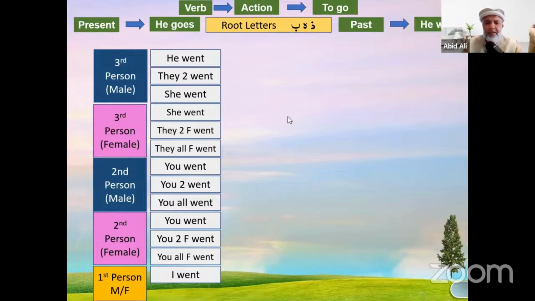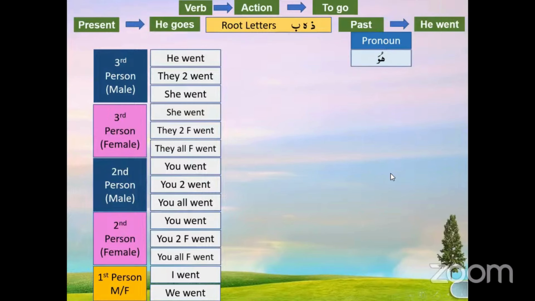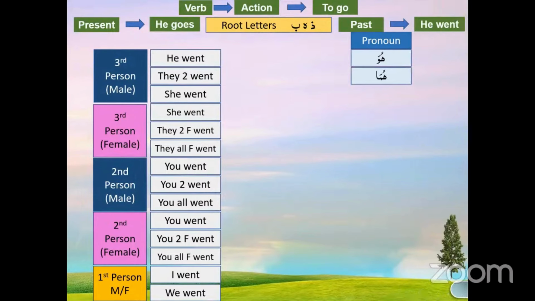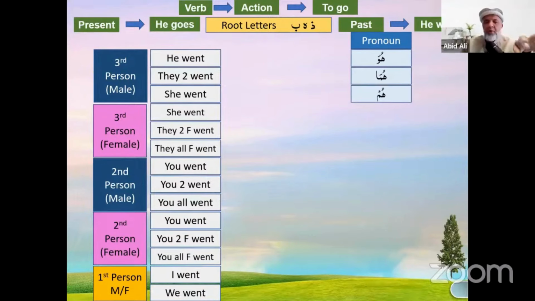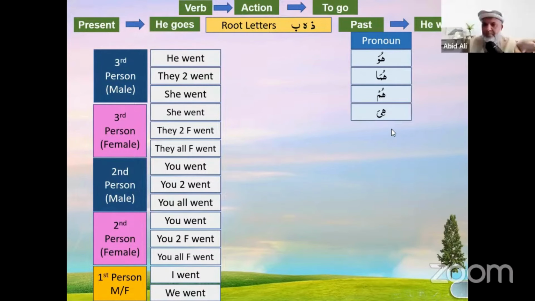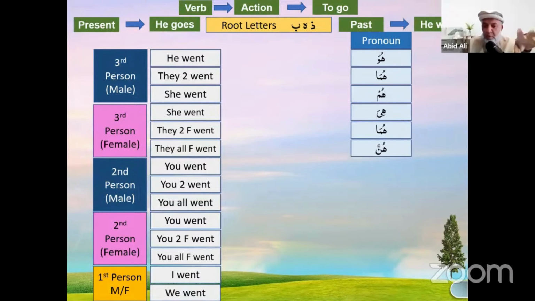Okay. So now let's look at this. What is the pronoun for he? Is it huwa? Huma. We just learned that, right? What about the they two? Is it huma? No, for two. Huma. And for all is hum. For the female is hiya. And for the two female is huma. For the more than two female, hunna. Hunna.